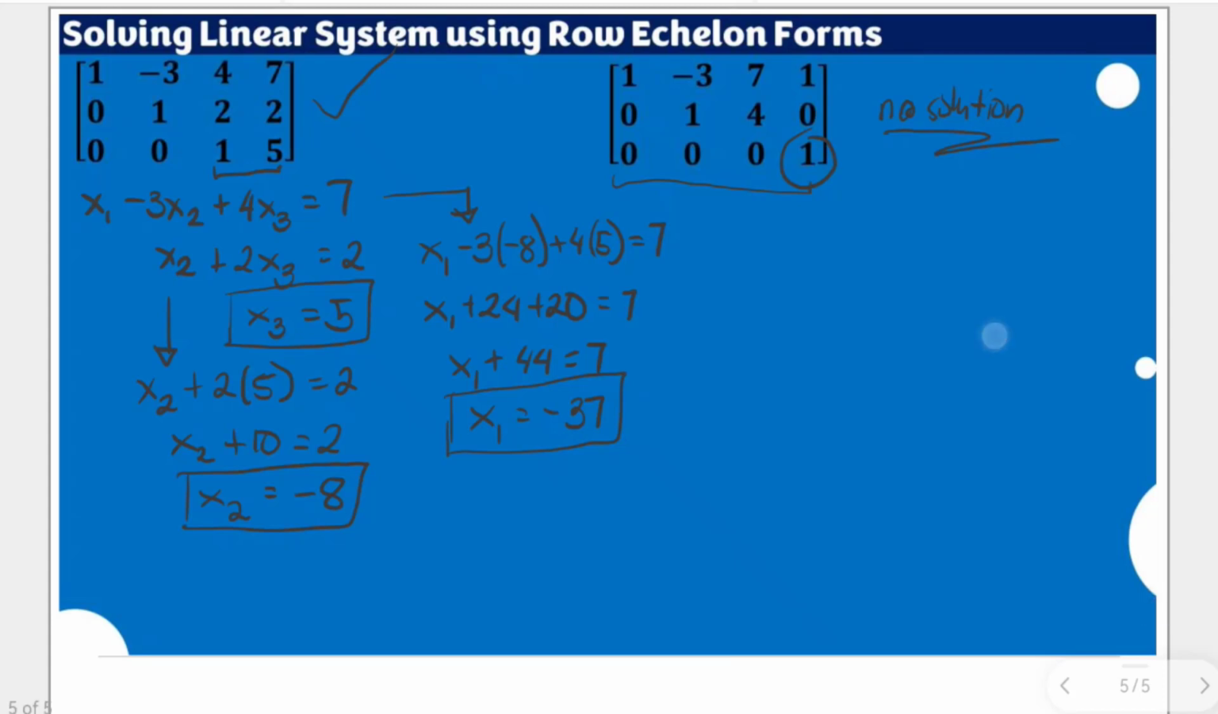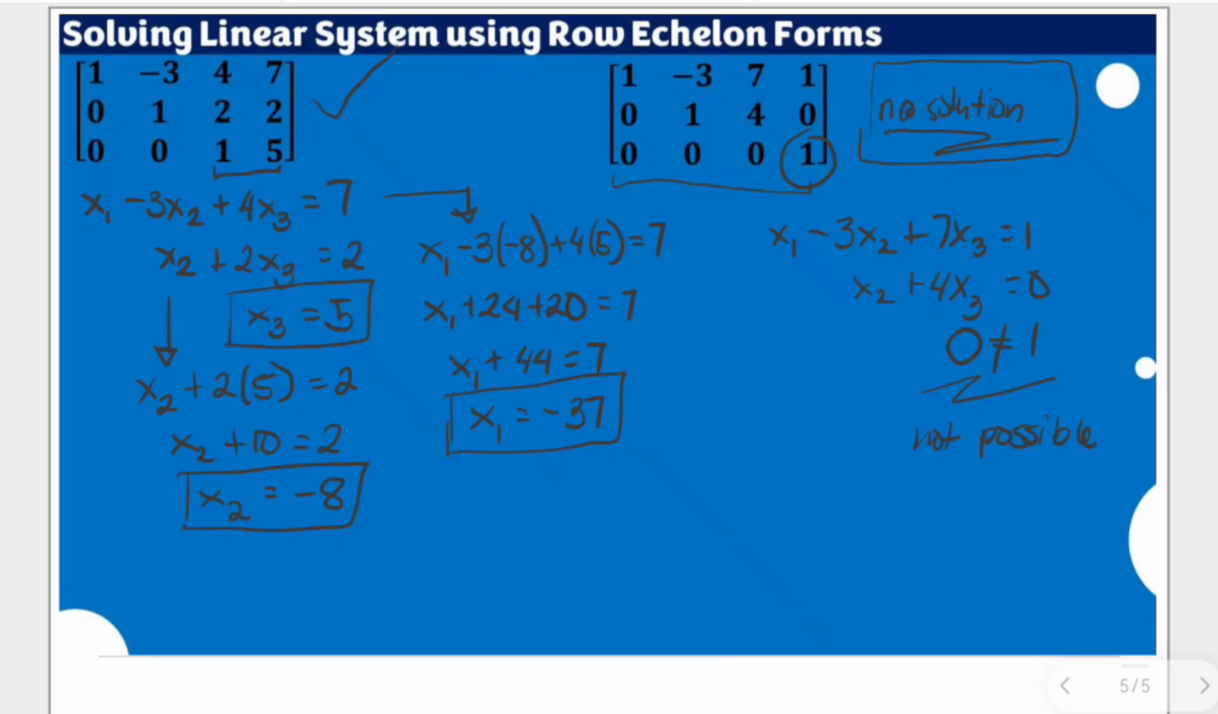So we have here x sub 1 minus 3x sub 2 plus 7x sub 3 is equal to 1. You have x sub 2 plus 4x sub 3 is equal to 0. However, for your last row, as mentioned, you have 0x sub 1, that's 0, 0x sub 2, another 0, 0x sub 3 is also 0. You could say 0 is equal to 1, and it's not, right? So this is not possible. And with this, we have no solution for x sub 1, x sub 2, and x sub 3.